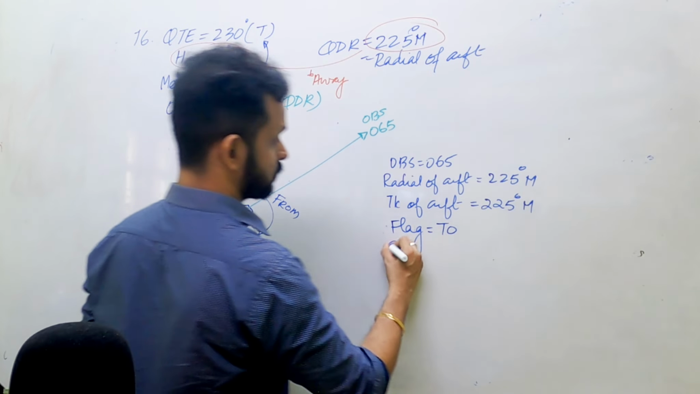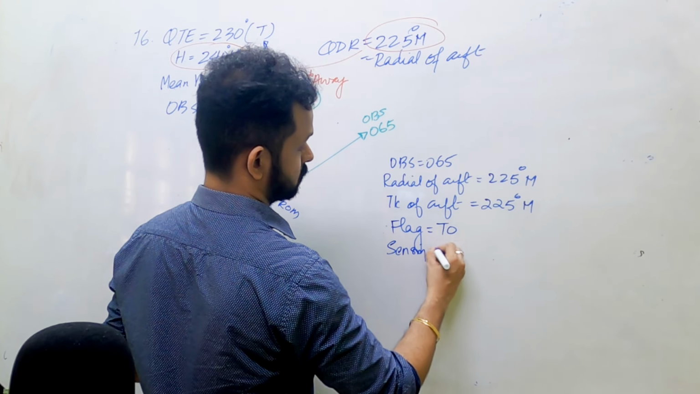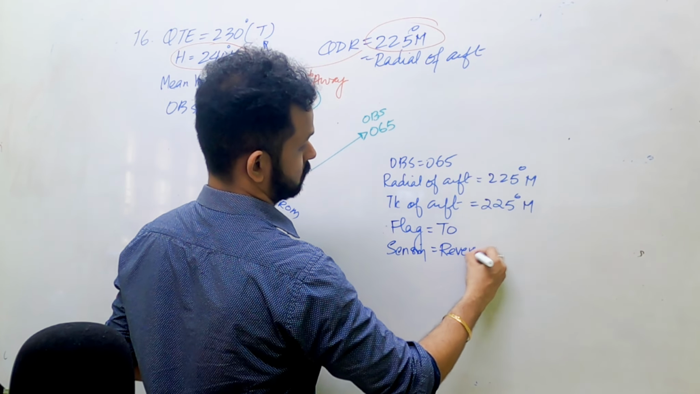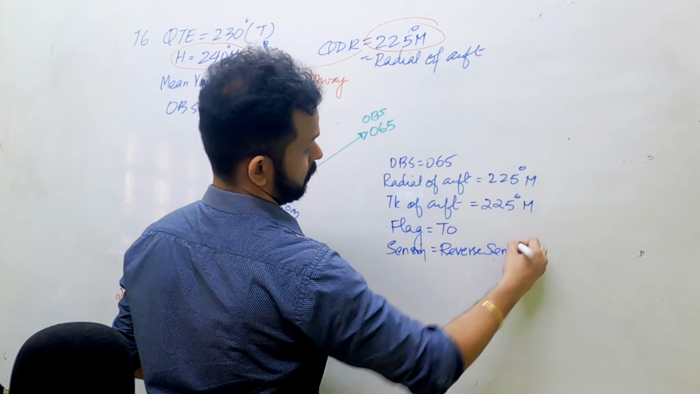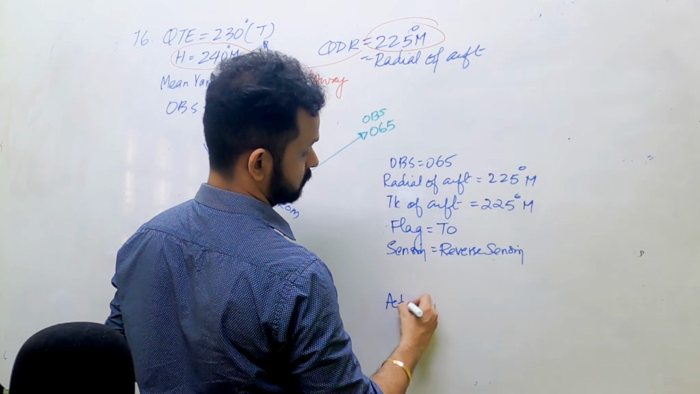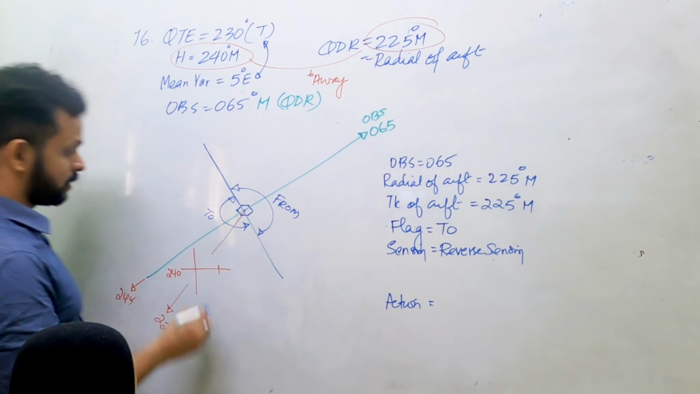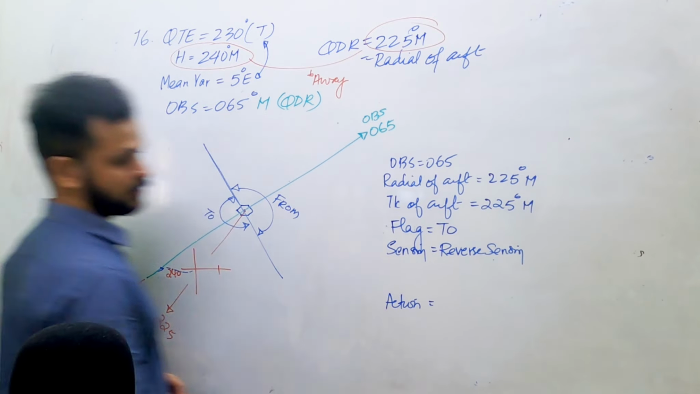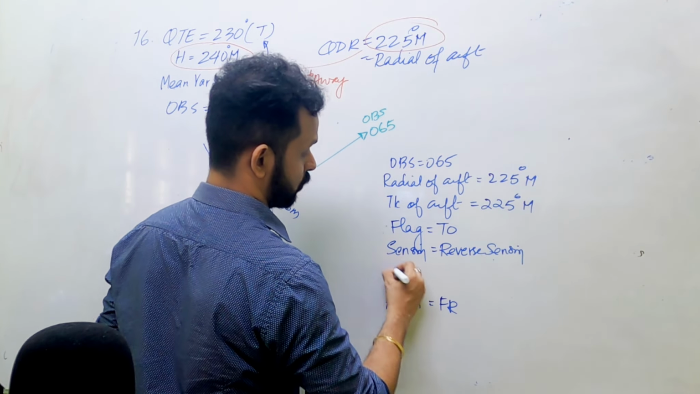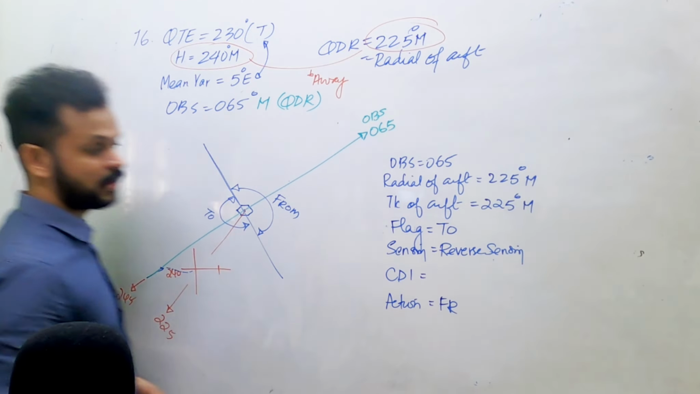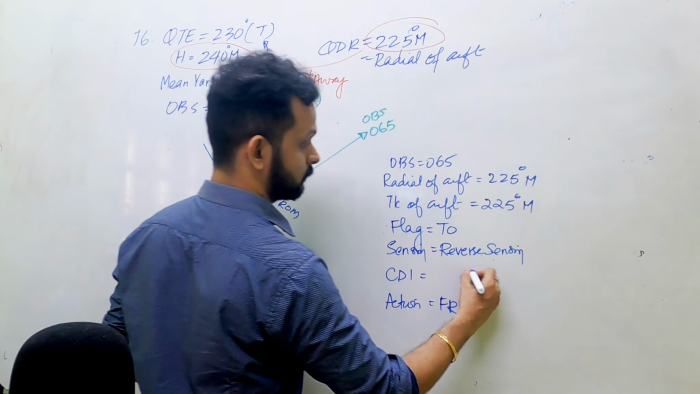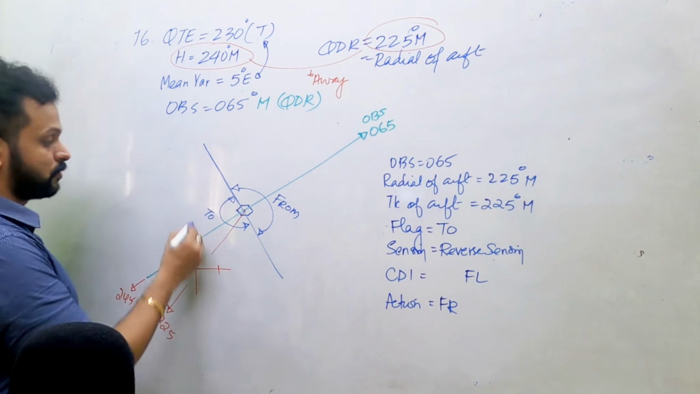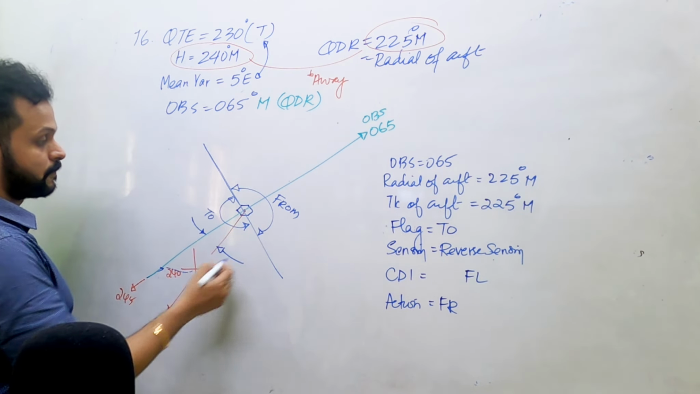Therefore, what's the sensing? Reverse sensing, which means what is the action here? What is the action required? To intercept the OBS radial, I have to fly right. Therefore, since it is reverse sensing, what is CDI going to indicate? Fly left. By how much? What is this degrees of?